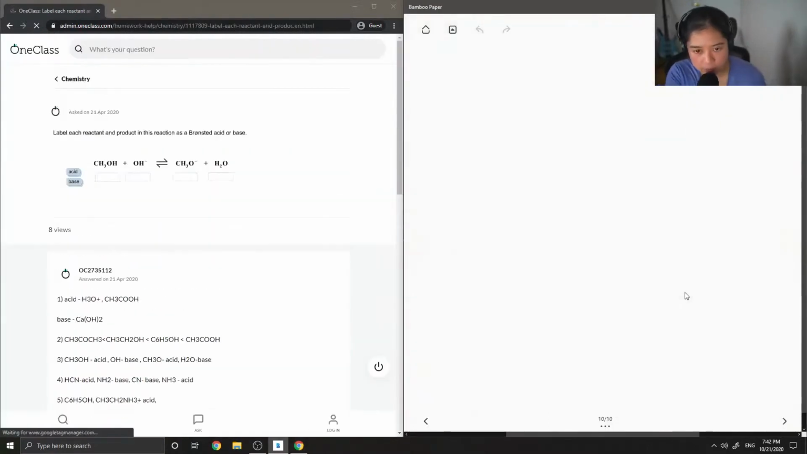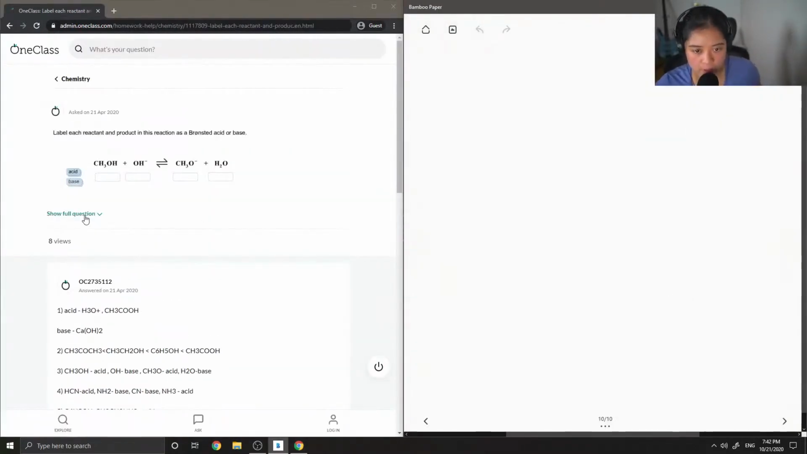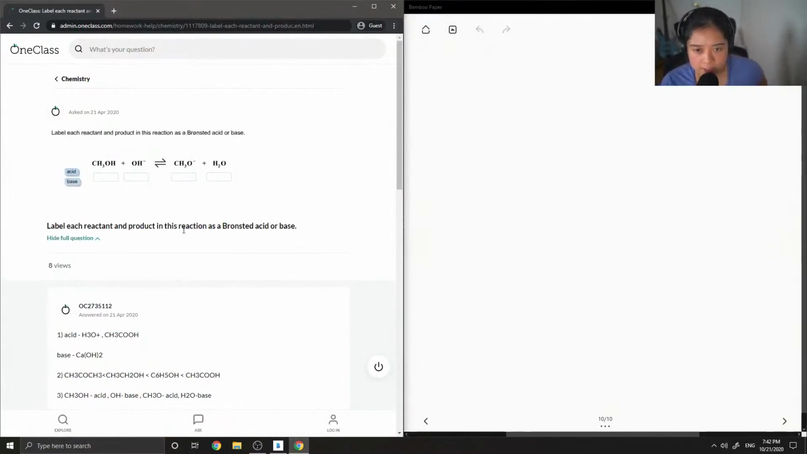Okay, so I think we have room for one more quick question. Label each reactant and product in this reaction as a Bronsted acid or base.